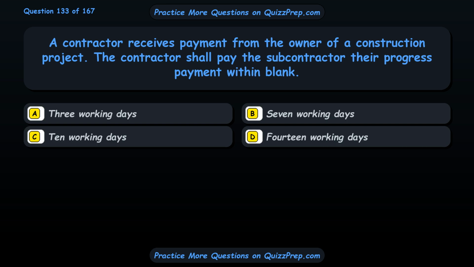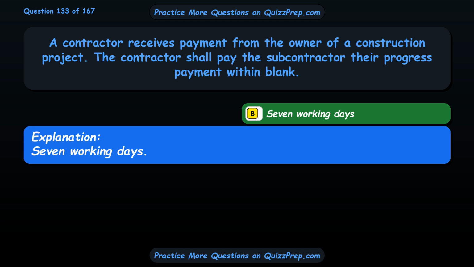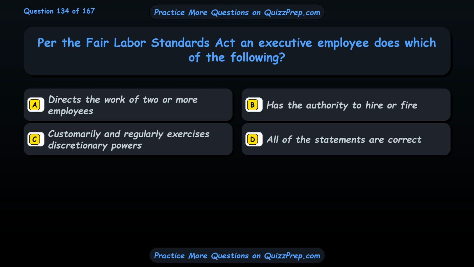Question 133. A contractor receives payment from the owner of a construction project. The contractor shall pay the subcontractor their progress payment within blank. Option A, 3 working days. Option B, 7 working days. Option C, 10 working days. Option D, 14 working days. The correct answer is option B, 7 working days.